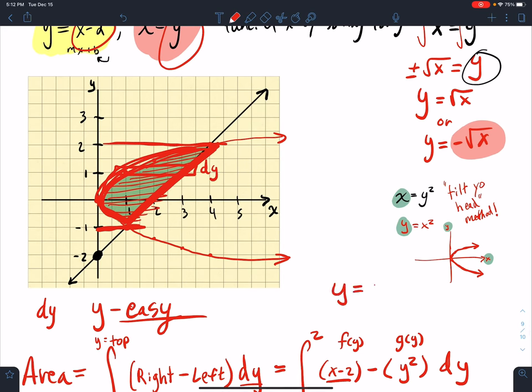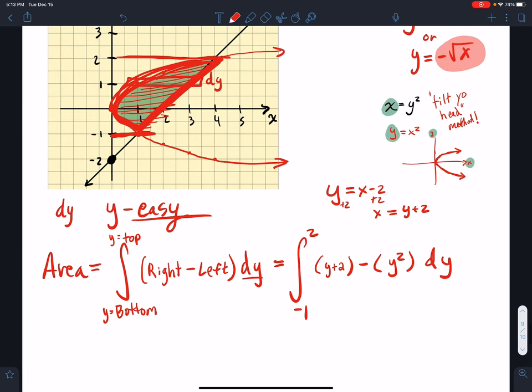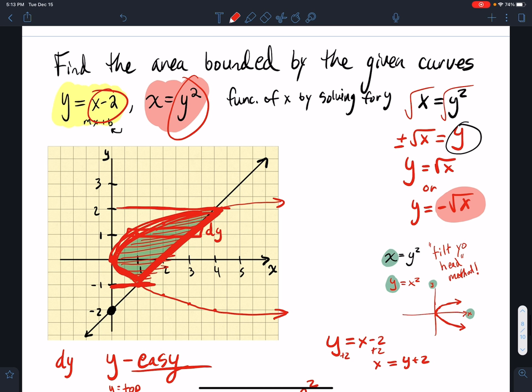Well, if I have y equals x minus 2, that's a function of x, not a function of y. So I need to solve for x. I need x equals something. So how do I solve for x for this problem? I'm going to add 2 to both sides. And so x is equal to y plus 2. So instead of x minus 2, it's y plus 2 that goes in here. So got to be careful there. If I'm integrating with respect to y, everything in here needs to be in terms of y.